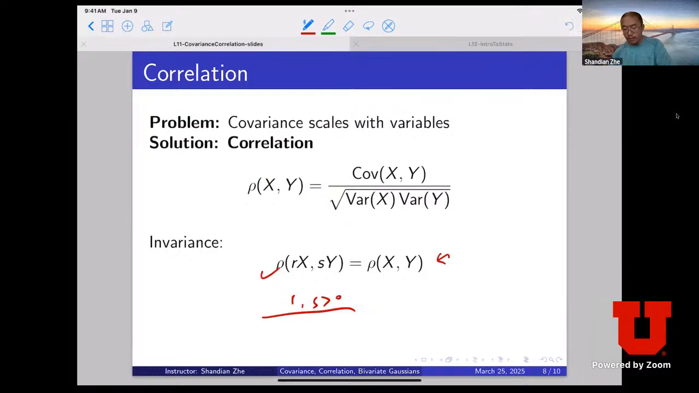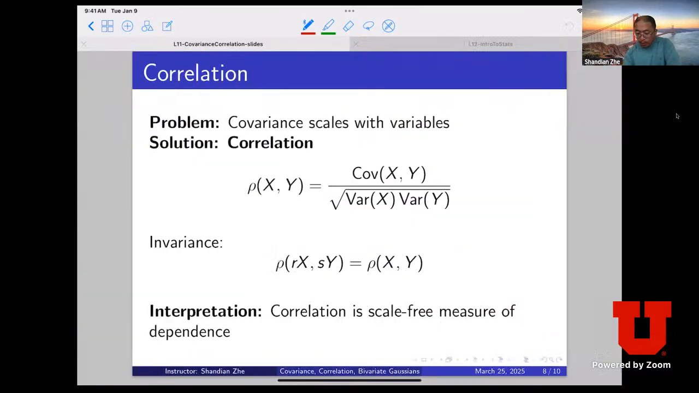That's why in practice, when people compare the strength of the relationship between pairs of random variables, they often use the correlation coefficient rather than the covariance itself. The correlation coefficient is a scale-free measure of dependence.